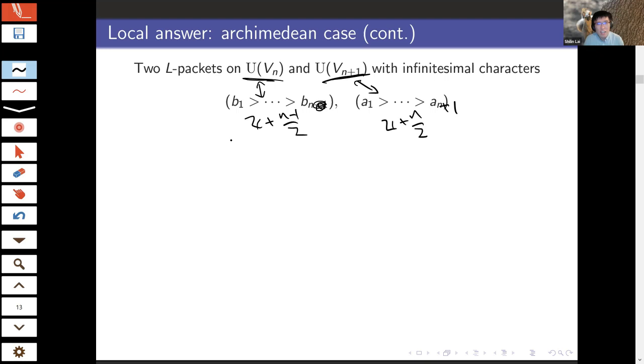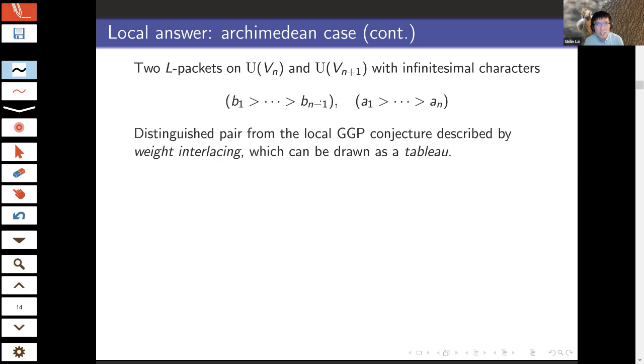By the general description from the local GGP conjecture, given those 2n+1 numbers, you should expect exactly one pair of representations, one from this group, one from this other group, such that their multiplicity is 1. One usually calls this a distinguished pair.